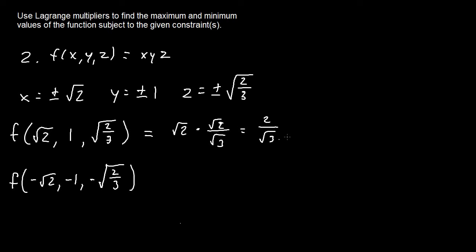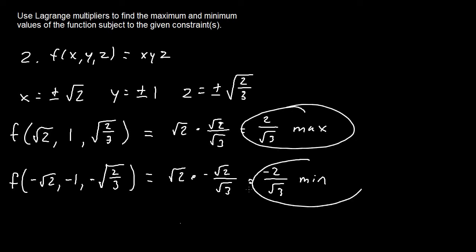Now if we plug in this one here, negative square root of 2, negative 1, and negative square root of 2/3, we will then get x times y, so we'll still get square root of 2, but this time times a negative square root of 2 over square root of 3. So then we'll get negative 2 over square root of 3. So this will be our maximum value, 2 over square root of 3, and our minimum value is negative 2 over square root of 3.